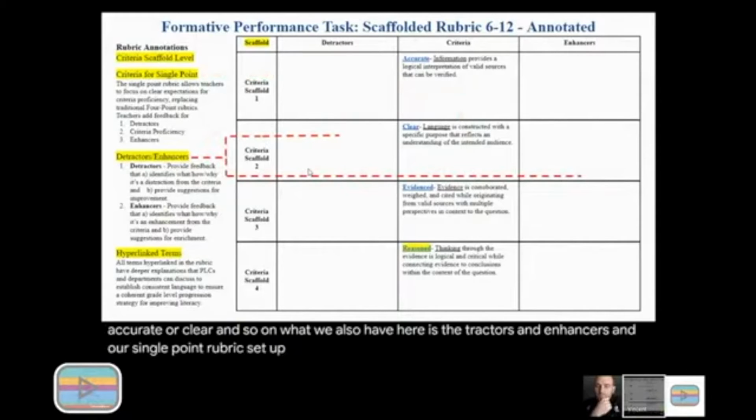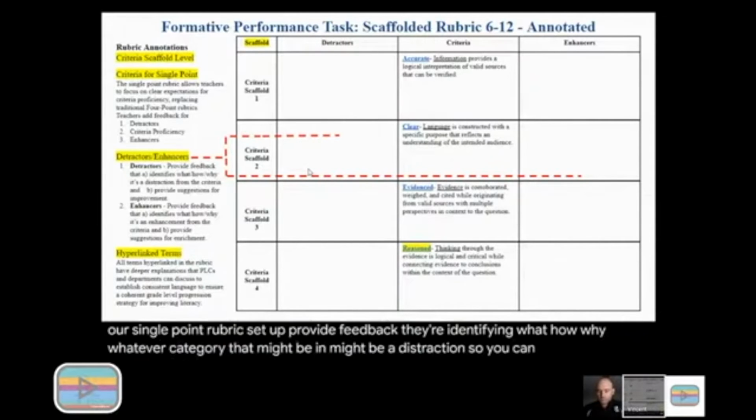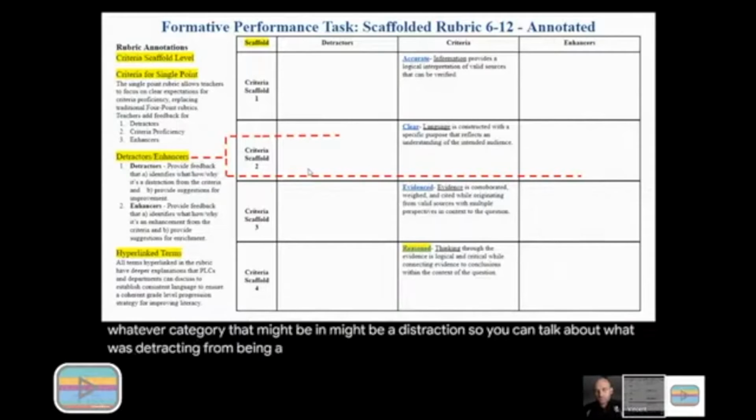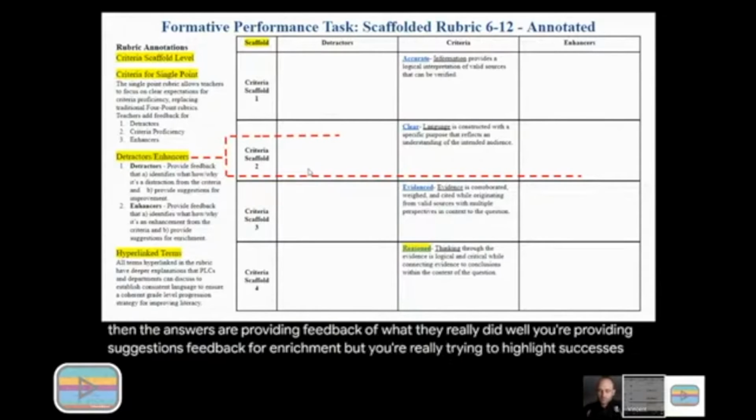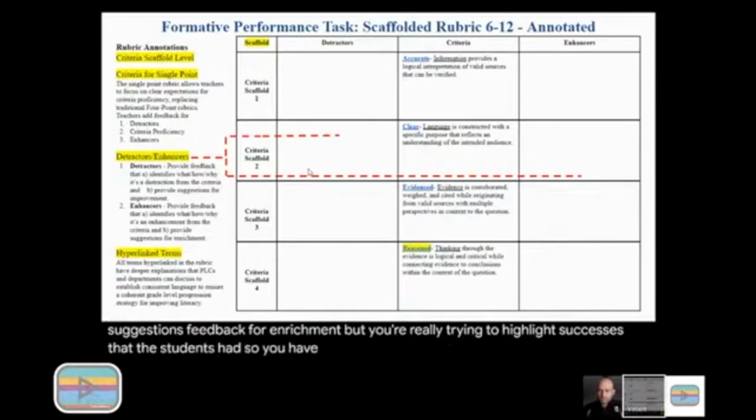Detractors are opportunities to provide feedback. They're identifying what, how, why, whatever category that might be in might be a distraction. So you could talk about what was detracting from being accurate, what was detracting from being evidenced. And then the enhancers are providing feedback of what they really did well. They're providing suggested feedback for enrichment, but you're really trying to highlight successes that the student had. So you have opportunities for that individual feedback.